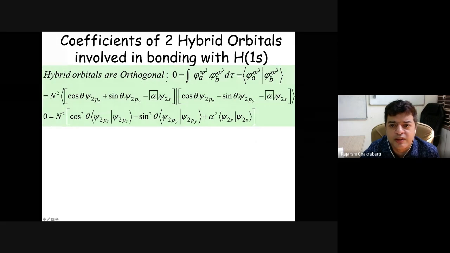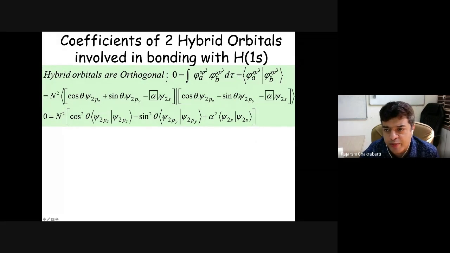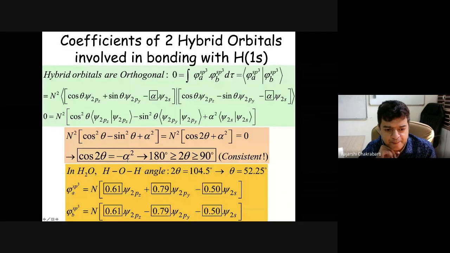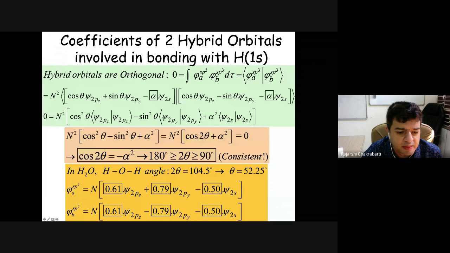They are orthogonal, these two hybrid orbitals. So you multiply these two, you know what is going to happen. If you multiply these two, you will see that there will be a condition on theta and alpha. So cos 2 theta is minus alpha square. Now, experimentally, I know this 2 theta is 104.5. If I put that value here, I get the value of alpha, which is 0.5.